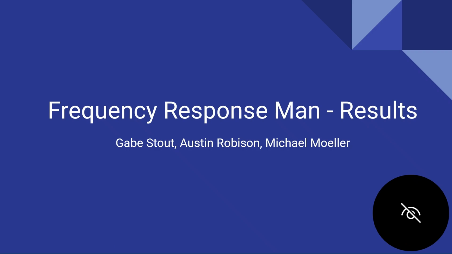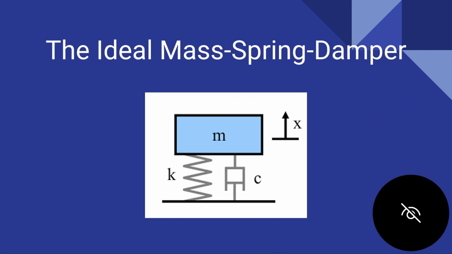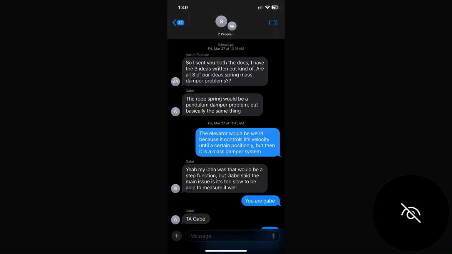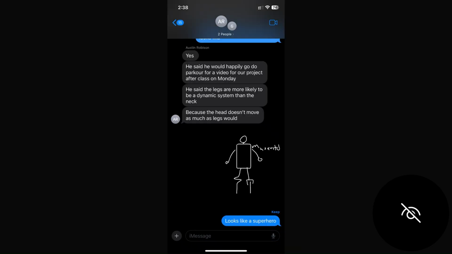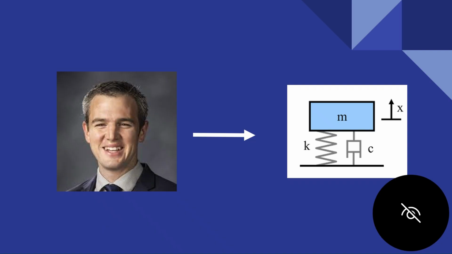These are our results for analyzing frequency response man. In our search for the ideal mass spring damper system, we debated many models: a swing, a car, a horse, and an elevator. But we were convinced to analyze a man, Dr. Yusevich. Upon observation, we decided that Dr. Yusevich is a mass with one spring and one damper.